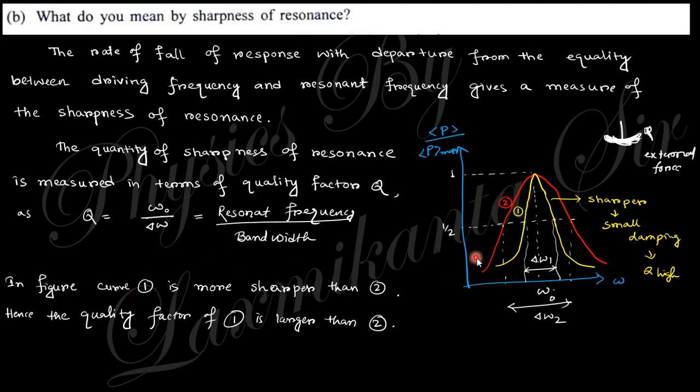So in figure 1 you can see curve 1 is sharper than curve 2, because the bandwidth of curve 1 is less than that of the other. So this is more sharp.